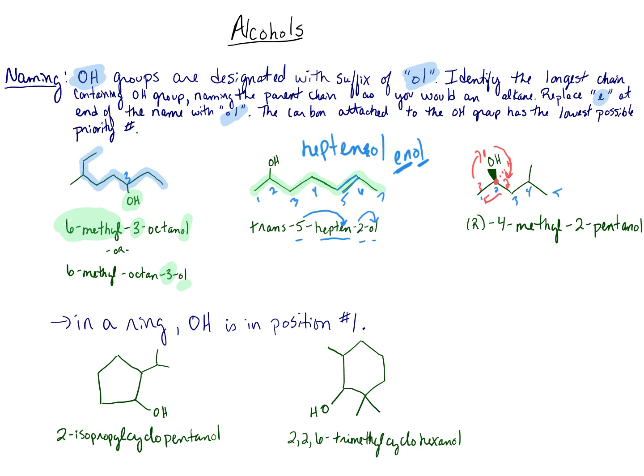As I was noting earlier, if you've got an OH in a ring, that OH is in position number 1. You can put it in, you don't need to. So this would be an example of 2-isopropylcyclopentanol. Why? Because we've got 1 right here. That would give that the next lowest number.